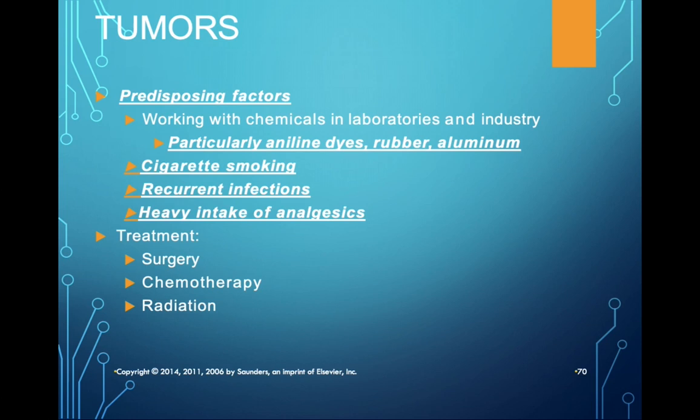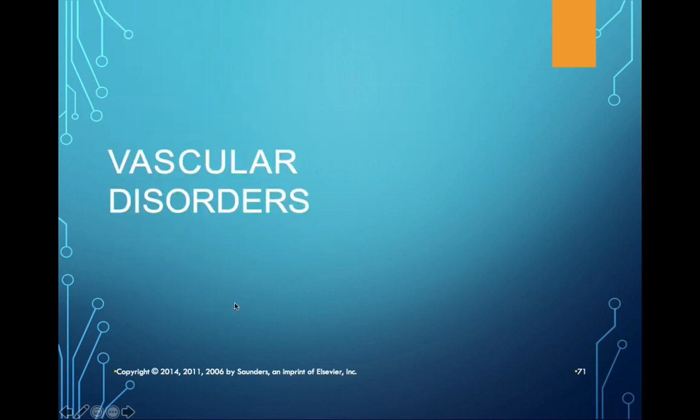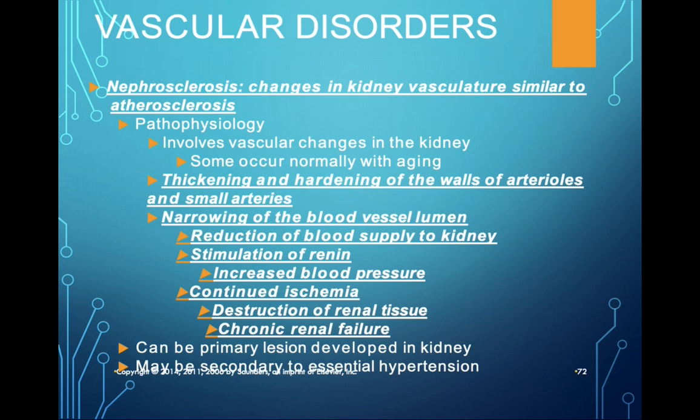And some of the predisposing factors here, when people are working in factories or certain laboratories or in industry where they're working with a lot of chemicals, whether it be dyes, rubber, aluminum, cigarette smoking is very huge, recurrent infection, and even the intake of heavy analgesics. And the treatment here is surgery, chemo, and radiation. Let's look at some vascular disorders.